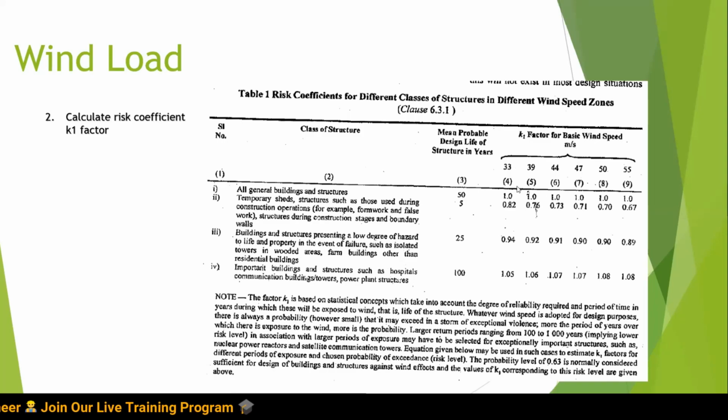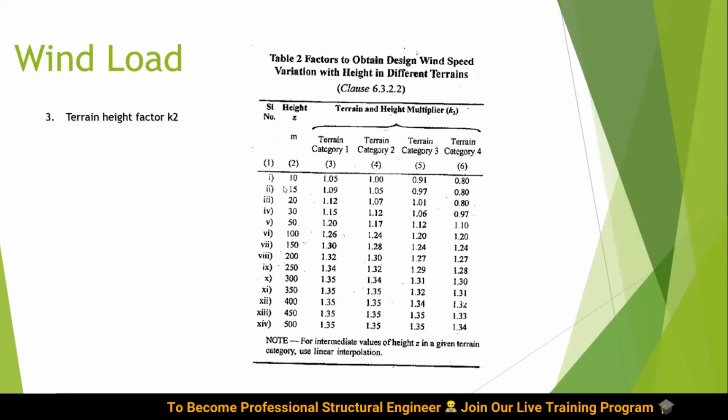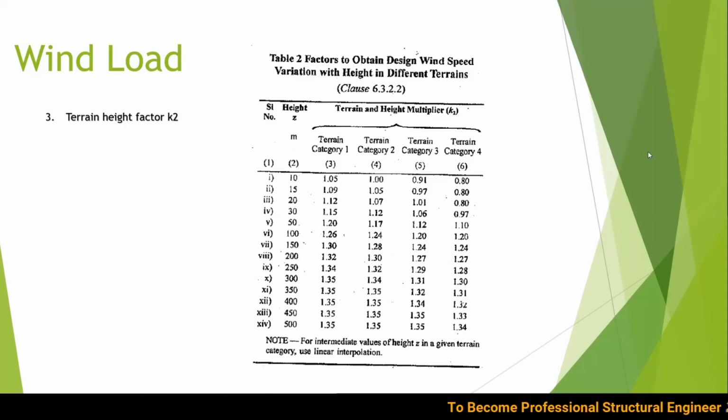Based on this, I can get the value of K1. Next is terrain factor K2. This depends on the height of my structure and what the nearby areas of my structure are. So again, that is classified into 4 categories, category 1, 2, 3 and 4.